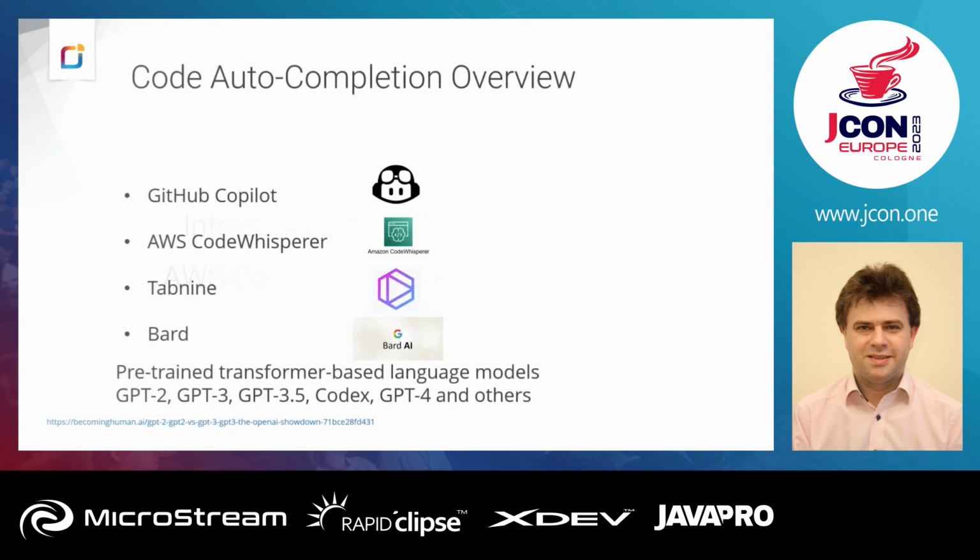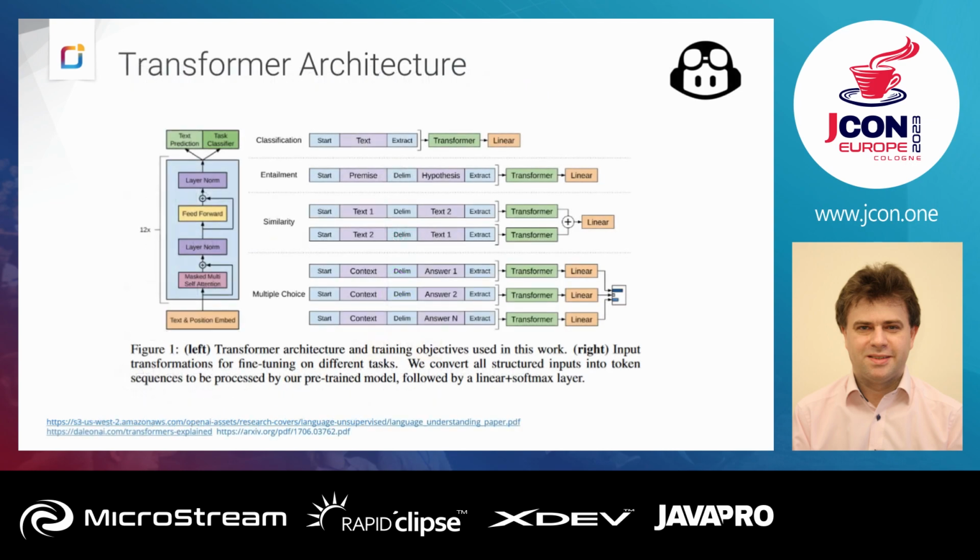So let's quickly go through how we can categorize these tools. All these tools, especially GitHub Copilot, AWS CodeWhisperer, Tabnine, and the recently released Bard, are code auto-completion tools for software development. They all use pre-trained transformer-based language models. Some of them don't even release which models they use. GitHub is doing that with the GPT series of models that they support. I'm personally not a machine learning and AI guy, but if you would like to look into the architecture, it's more or less the same.